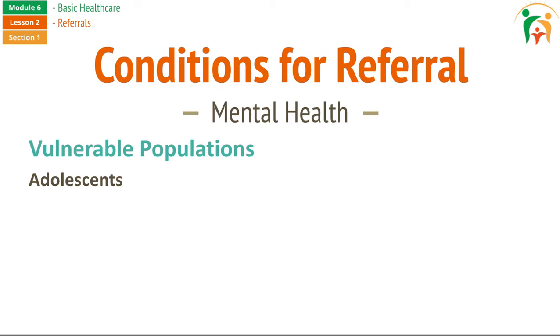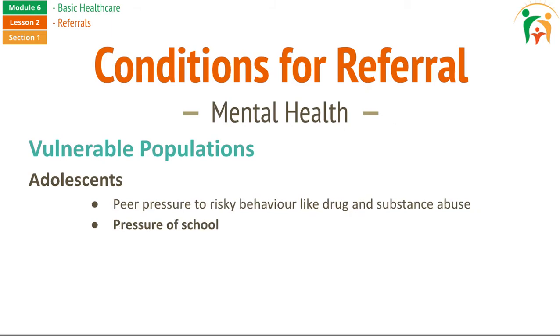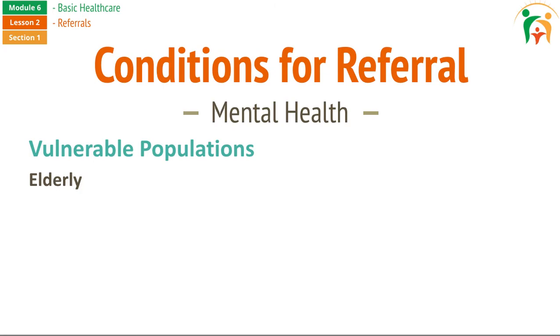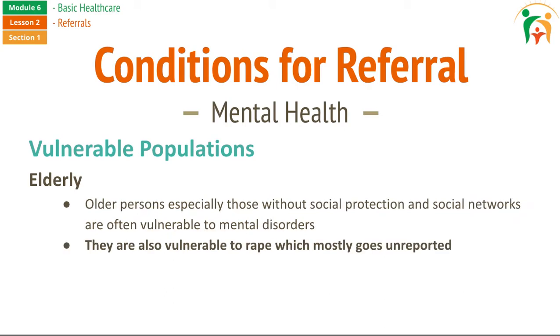We also have adolescents: peer pressure to engage in risky behavior like drug and substance abuse, pressure of school, and difficulty in talking to adults about stressors within the family. We also have the elderly. Older persons, especially those without social protection and social networks, are often vulnerable to mental disorders. They are also vulnerable to rape, which mostly goes unreported.